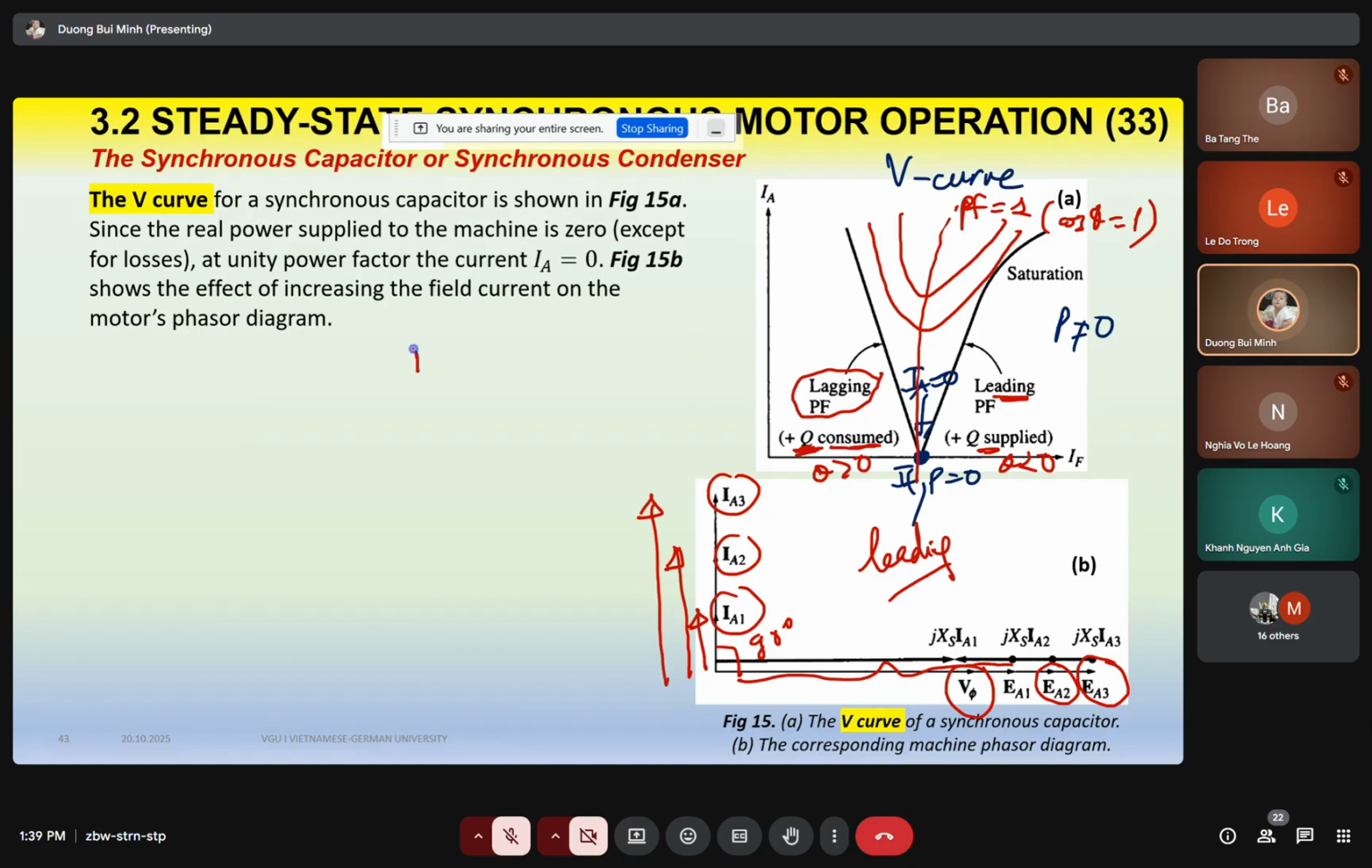And we discussed before, right? If IF increases and II increases, that means EA increases. Okay, because IF increase means the rotor magnetic field increases. So we have EA proportional to K phi M omega, right? So phi M increases, meaning EA increases here. Okay.